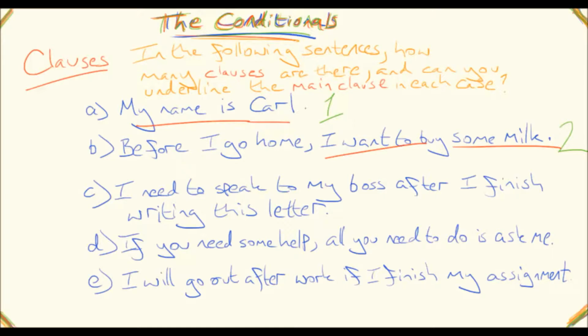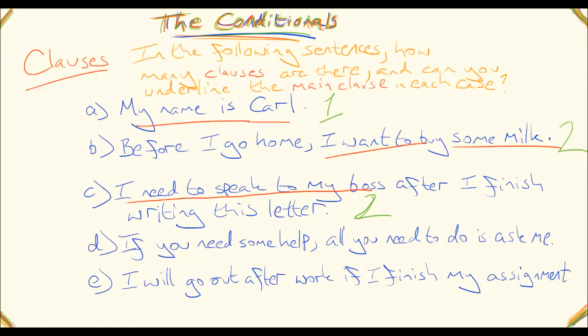In sentence C, I need to speak to my boss after I finish writing this letter. How many clauses do we have? Once again, we have two clauses. And this time we've got the two clauses reversed. The main clause is I need to speak to my boss, with the time clause after I finish writing this letter.